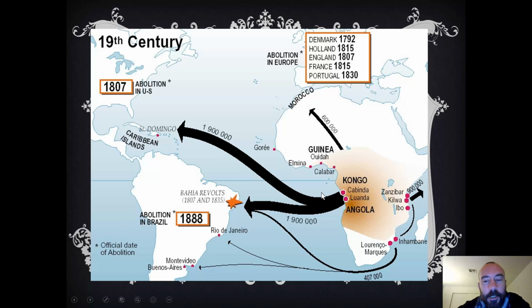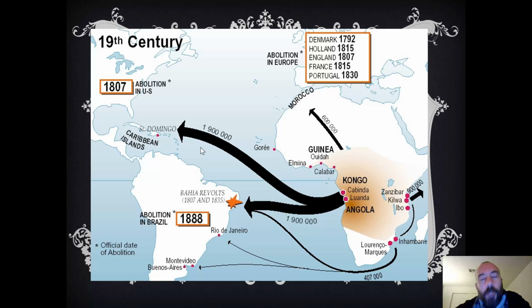By the 19th century, the volume had reduced somewhat. Just under 2 million went to the Caribbean. Also, just under 2 million went to Brazil. And interestingly, this is not something that I think is emphasized a lot necessarily in U.S. history, or at least I hadn't remembered it.